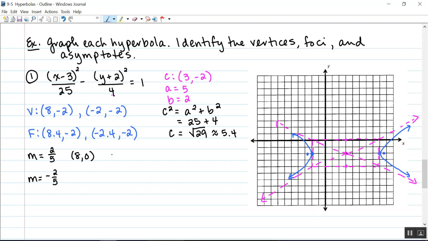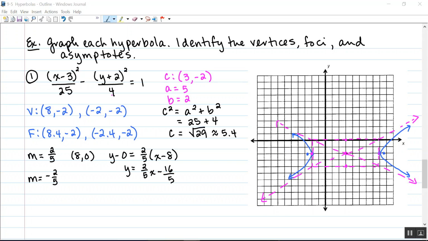And I'm just going to use point slope form. So y minus y1 equals m times x minus x1, and that's going to give me y equals 2/5 x minus 16/5.